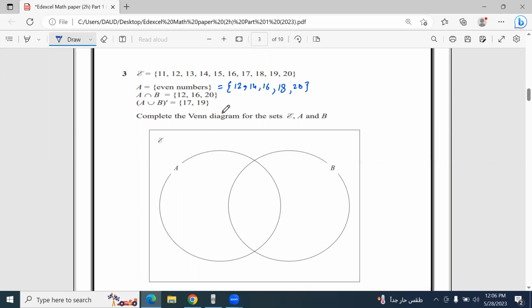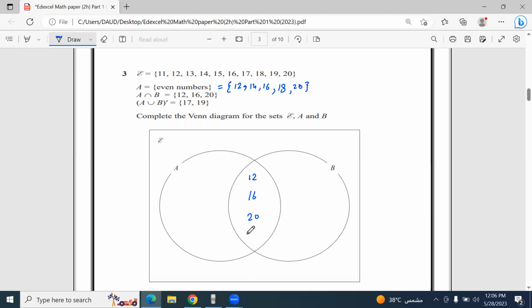These are the elements of set A. And A intersection B, we have given 12, 16, and 20. And remember that here A and B overlap each other. It means the common part is in the center of AB, and A intersection B means also the common elements of set A and B. Those are 12, 16, and 20. We can write 12, 16, and 20 here.